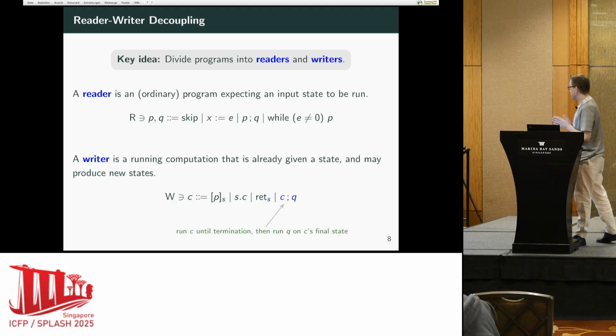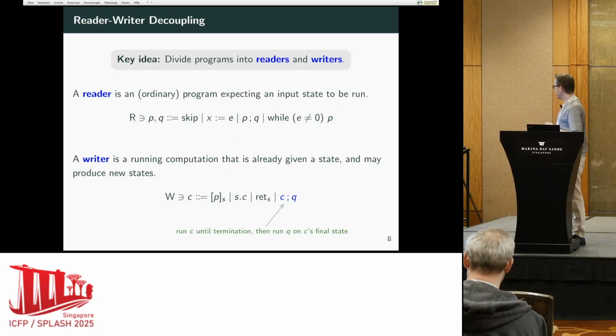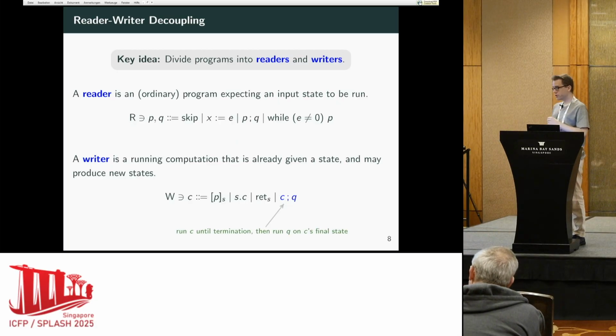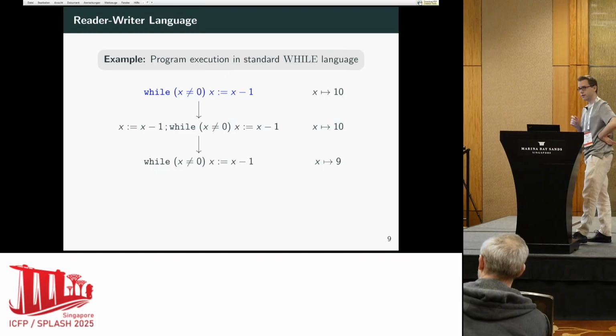And then we have another kind of sequential composition that says run C until termination, and then run the reader Q on the initial state of C. So it's quite a simple kind of extension. And so what does this do semantically? Let me explain it in an example run.